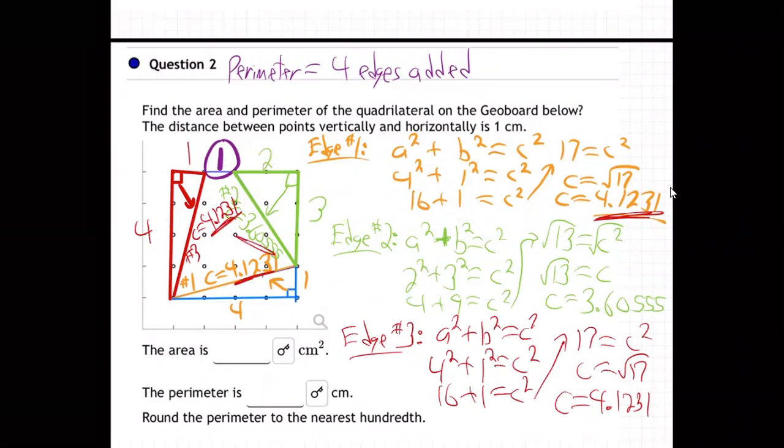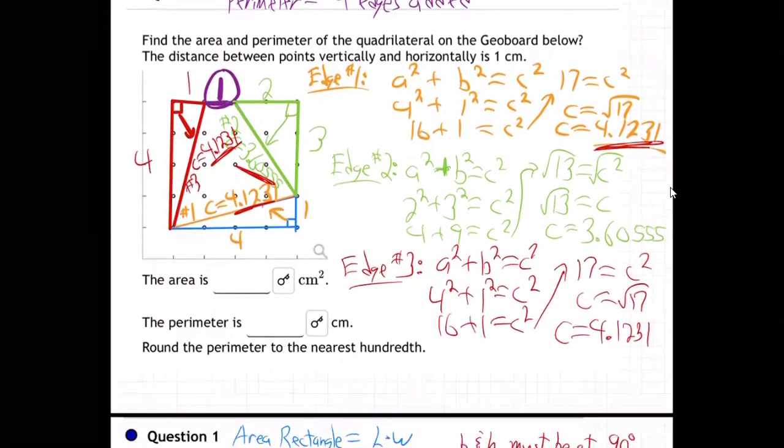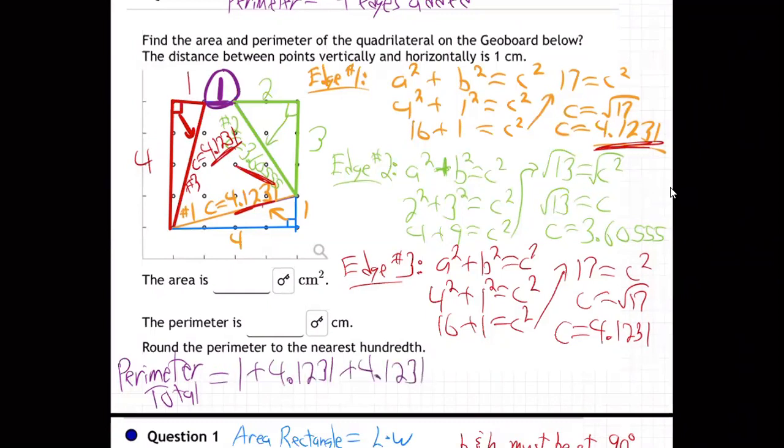So we have our 3 edges and this side up here, which is 1. All right, so we've got all 4 edges. So the perimeter, let's come on down here and wrap this up. The perimeter total, all the edges added up, you just add those 4 edges. We have the 1 at the very top, it doesn't matter what order, and then 4.1231, and then again 4.1231, and then the last one, 3.60555. Add those all up.